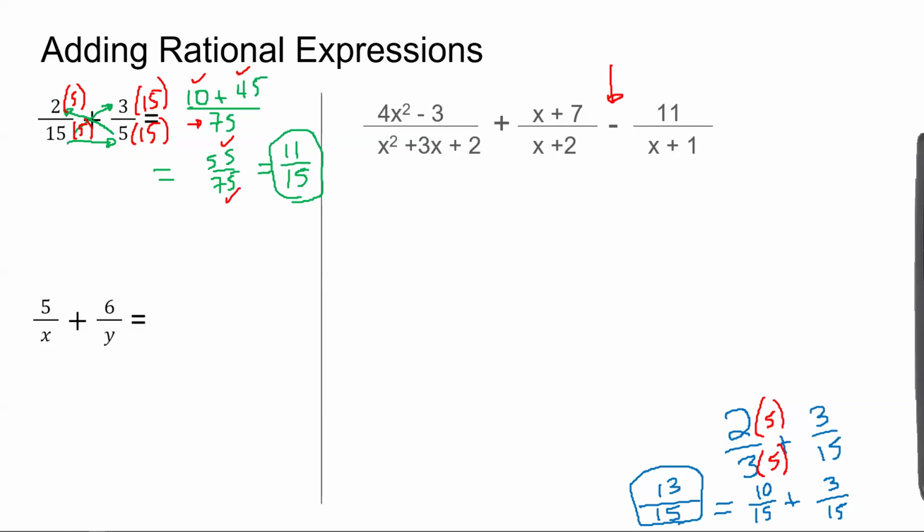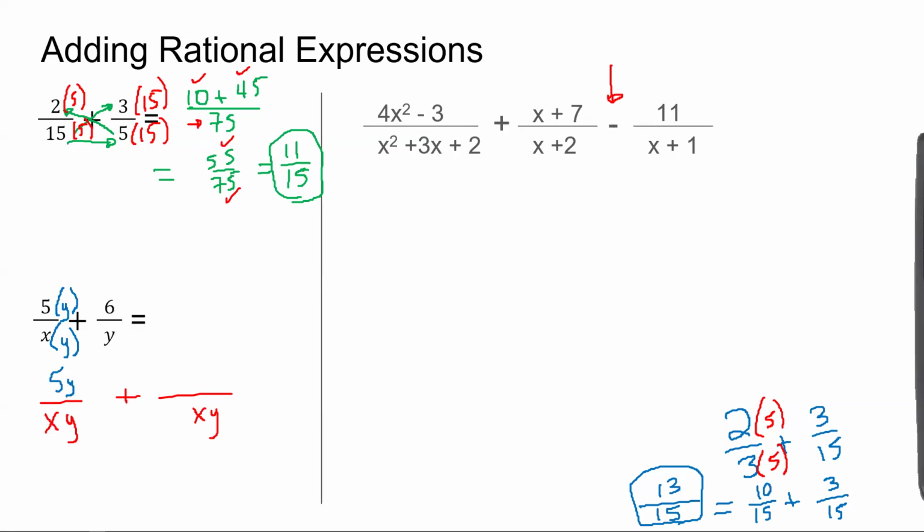Anyway, here's one with variables in it, closer to what I wanted to work up to here. Again, adding fractions. I got to have a common denominator. And here I got to have a factor of x and I got to have a factor of y. So my common denominator should be xy. And I need to get both of those with an xy on the bottom. All right. So this first one here, I've already got the x. I need to multiply by the y to get the xy. If I do it on the bottom, got to do it on the top. And that's going to give me a 5y.